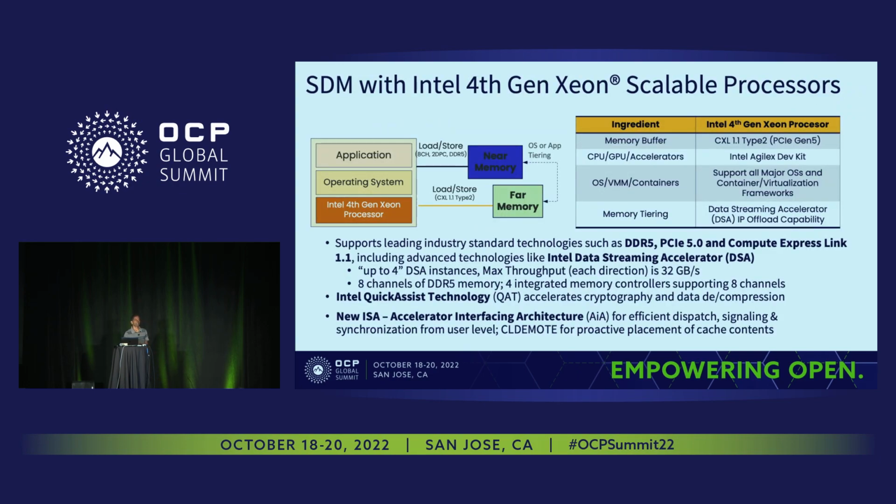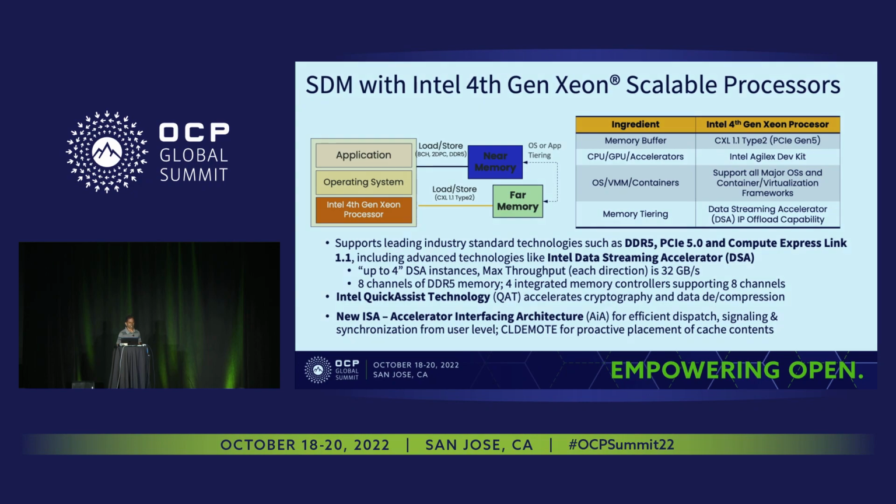You probably might have heard about Sapphire Rapids. The official name is actually Intel 4th generation Xeon Scalable processors. As you can imagine, the Intel processors have support for PCIe Gen 5, so that is really the foundation for CXL 1.1 Type 2 memory buffer functionality.